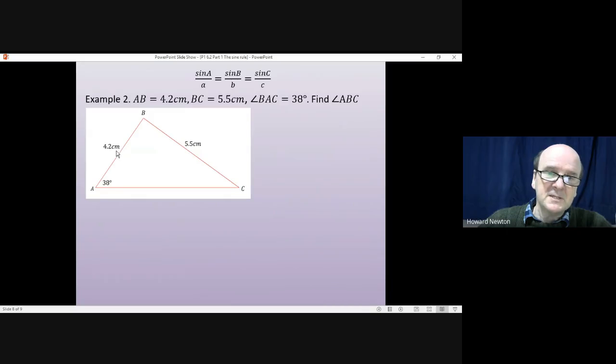Now we know the size of this side here, AB, which is opposite angle C, which means we can find angle C. Now we actually want to find angle B. But using the sine rule, we'll need to find angle C first of all, and then use the fact that the sum of the angles in a triangle is 180 degrees in order to work out angle B. So the pair that we need to use is this pair.